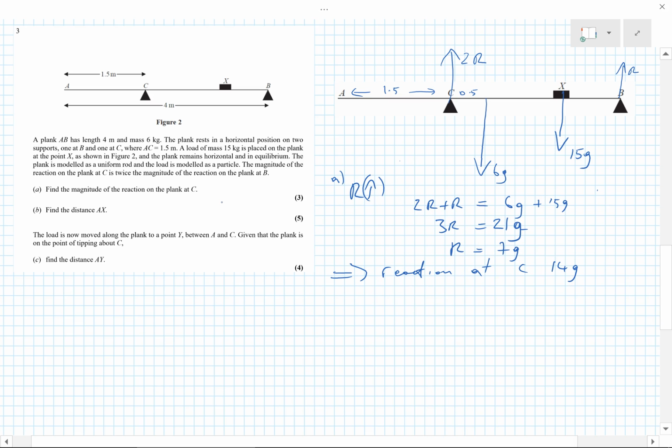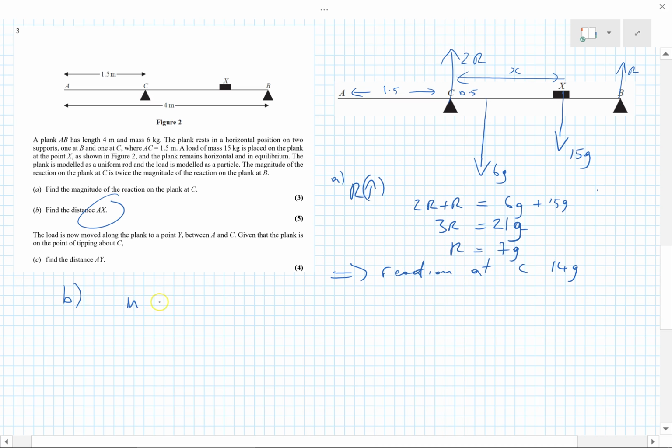Okay, so that's that part done. Right, now it's asking for the distance from A to X. Now again, many people have marked this on as X, which is fine. I'm going to mark this distance as X and just add 1.5 to it, but it doesn't really matter.